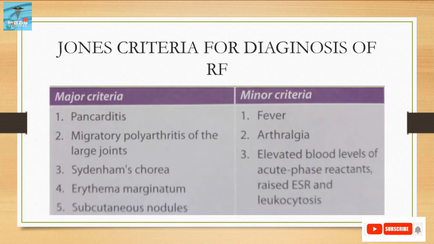Then about Jones' criteria for diagnosis of rheumatic fever. The major criteria include carditis, migratory polyarthritis of the large joints, Sydenham's chorea, erythema marginatum, and subcutaneous nodules. And the minor criteria include fever, arthralgia, elevated blood levels of acute phase reactants, raised ESR and leukocytosis.